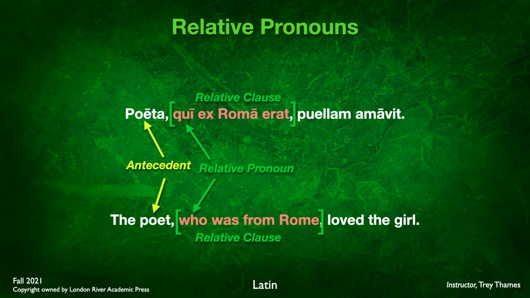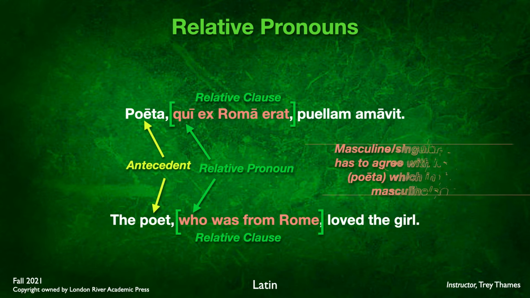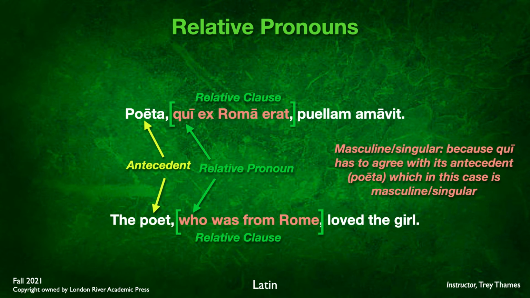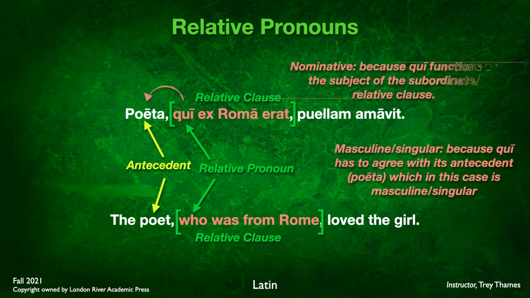Now, something to keep in mind here regarding the form of the relative pronoun. In this case, qui is going to be masculine singular because qui has to agree with its antecedent, in this case, poeta, which is masculine and singular. Poeta is masculine singular, so qui has to be masculine and singular. However, there's the antecedent. However, it's going to be nominative because qui functions as the subject of the subordinate or relative clause. So it's just coincidental here that poeta is nominative and qui is nominative, but you won't always see that.